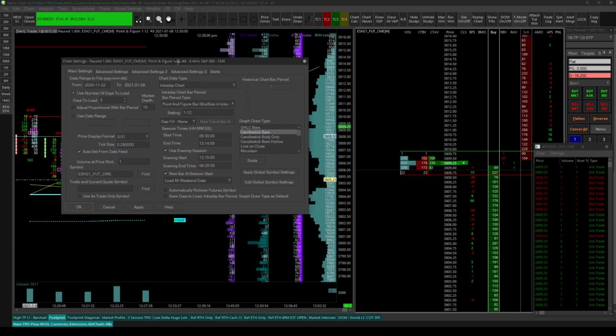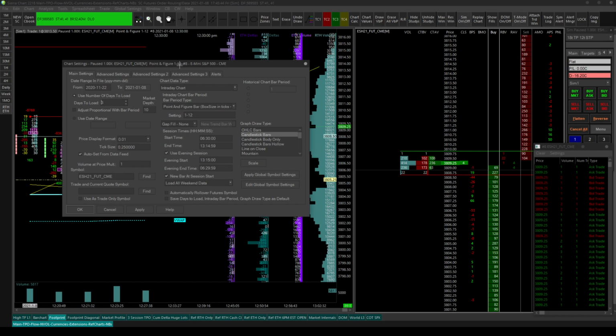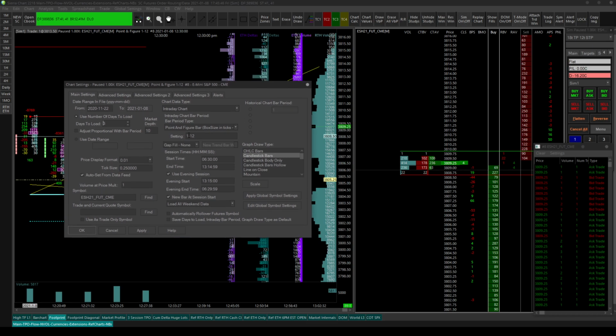So first of all, if you're in your platform and they do offer point and figure, the setting that I like to use with the E-mini is 1 and 12. The 12 refers to the amount of ticks necessary for a reversal, and the 1 refers to how many reversals before a new bar prints. And for me, I want a bar to print every time there's one 12 tick reversal.